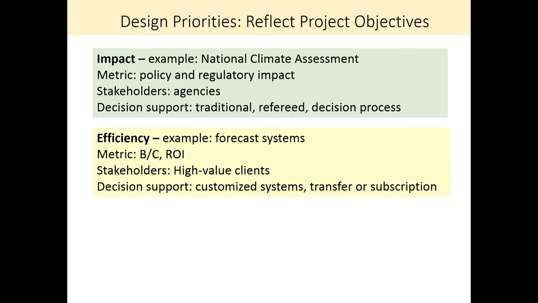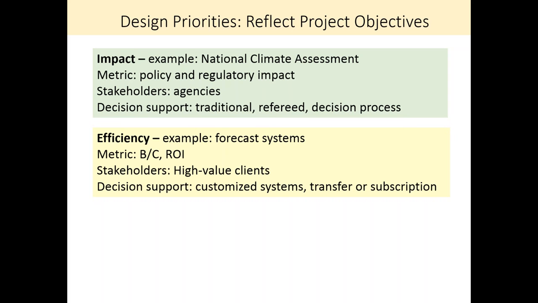An alternative objective might be efficiency. That is the efficiency of the investment in your project. So your metric might be something like benefit cost analysis or a return on investment. The implication is that you're going to be working with high value clients and developing customized systems for them that you may then transfer to them, whether it's a private sector client or a public sector agency, but they're your high value client, so you can show that your project had a large return on the money that was spent on it.